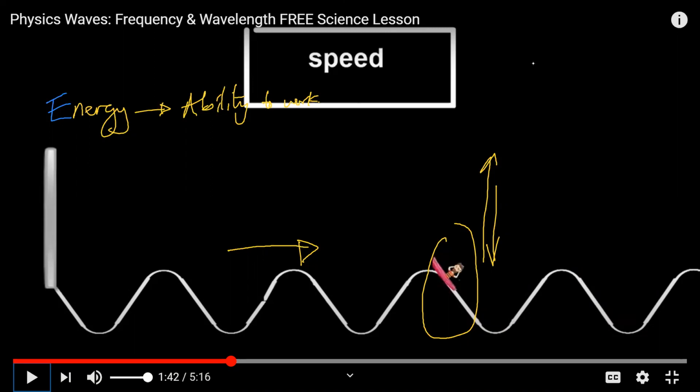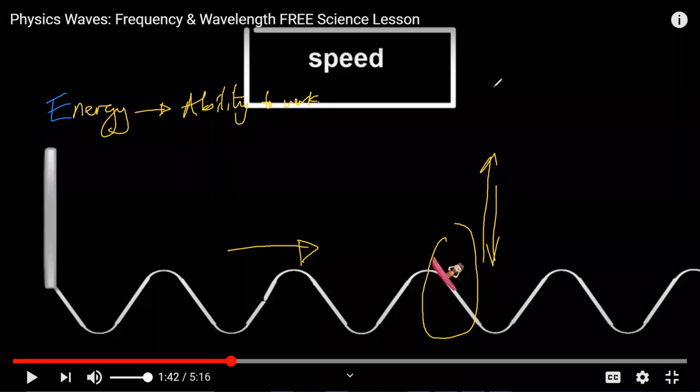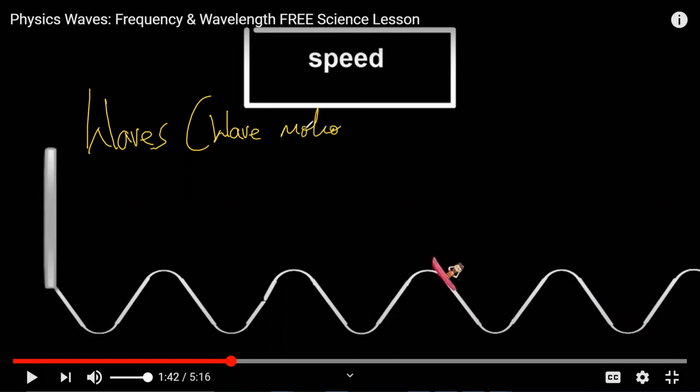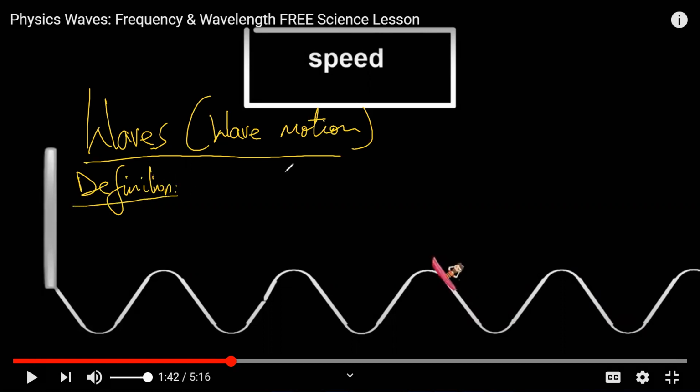And you can begin by writing this in our books. Somewhere, just simply write waves, or in brackets, wave motion. And then you give me the definition. Definition. Who can repeat it? What have I said? How do you define a wave?